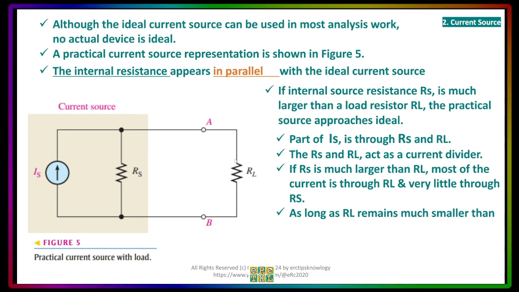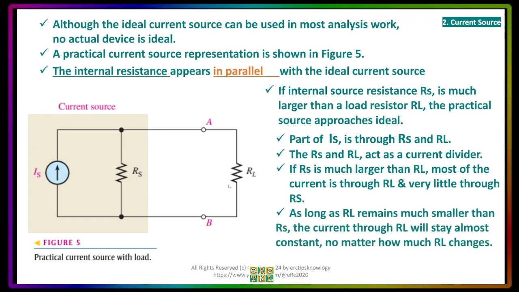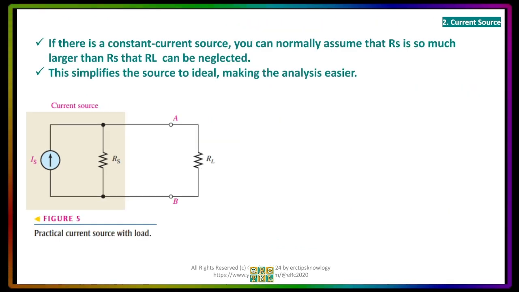As long as the RL remains much smaller than RS, the current through RL will stay almost constant no matter how much RL changes. So if you make the RL much smaller than RS, the current that goes to RL will stay almost constant, or it will never change no matter how much RL changes. Now, if there is a constant current source, you can normally assume that RS is much larger than RL, that RL can be neglected. So this simplifies the source to ideal, making our analysis easier.